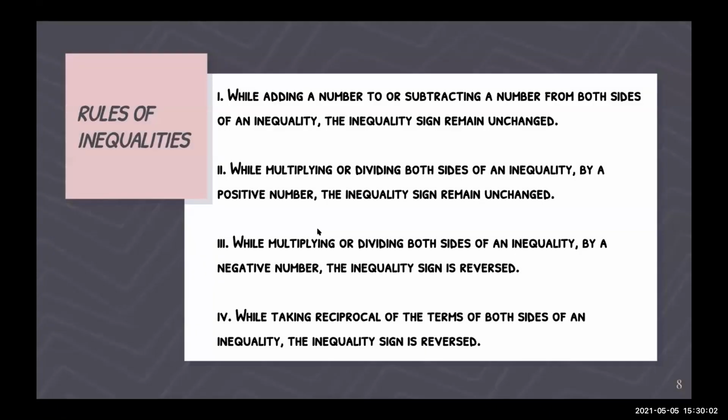Rules of inequality. The concept of inequality has various rules. While adding a number to or subtracting a number from both sides of an inequality, the inequality sign remains unchanged. While multiplying or dividing both sides by a positive number, the inequality sign remains unchanged. While multiplying or dividing both sides by a negative number, the inequality sign is reversed. While taking the reciprocal of the terms of both sides of an inequality, the inequality sign is reversed.